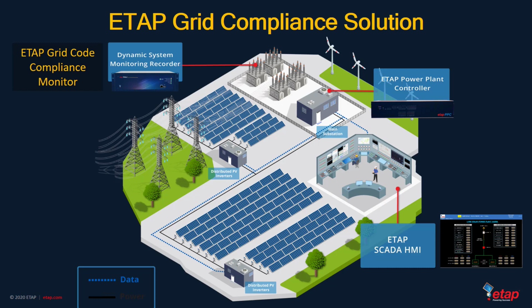ETAP PPC solution includes a dynamic system monitoring recorder, eTesla, which is a hardware and software solution that performs the assessment and continuous audit of actual operation versus expected response. The system operating condition is compared with the established grid code rules for compliance reporting and evaluation. Continuous monitoring of steady state and dynamic plant response is also used to tune the dynamic models, identify controller parameters, and confirm power plant controller response under actual operating conditions.